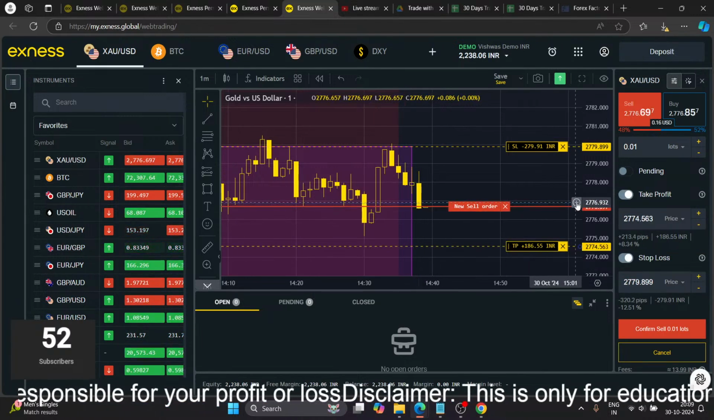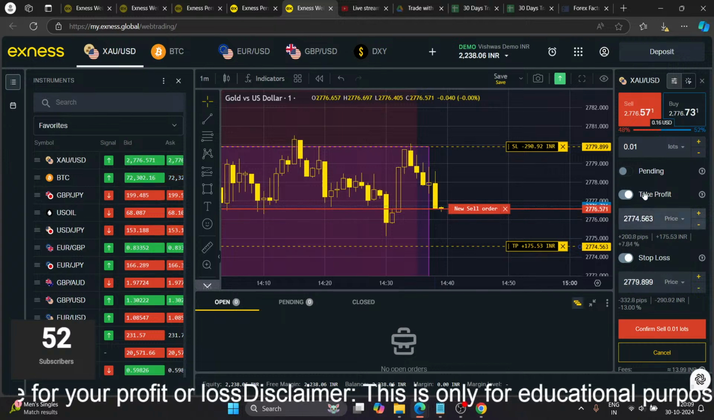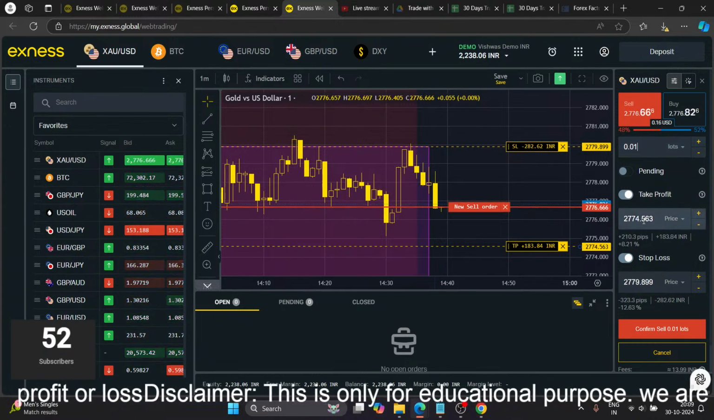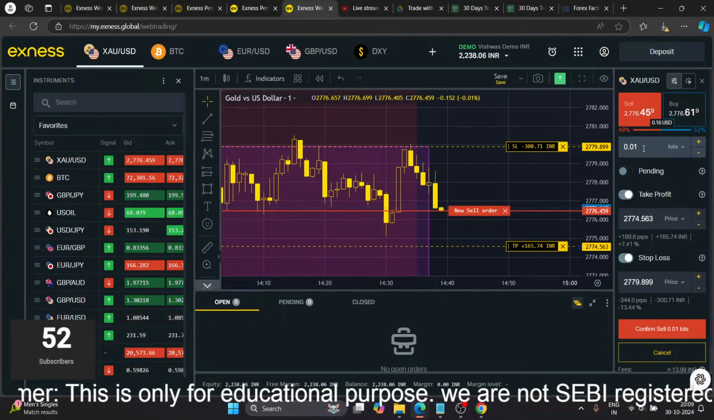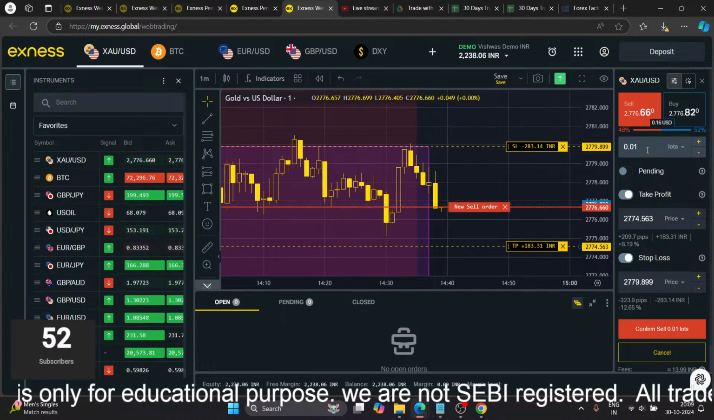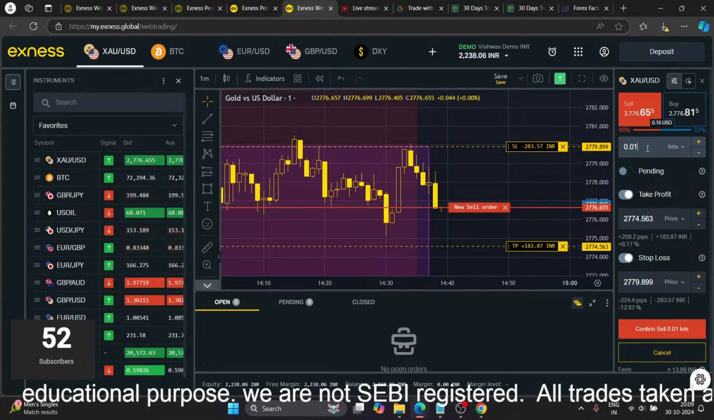Basically, if you're selling, the stop loss will be in the up direction and profit will be in the down direction. So I hope you understood how to purchase a lot, take profit, and stop loss. When we start the challenge, you should not be buying more than 0.02. 0.02 is the maximum you can buy.